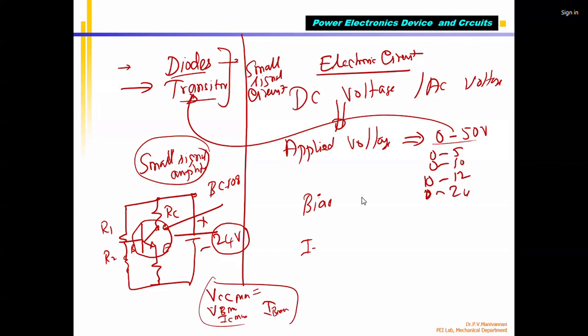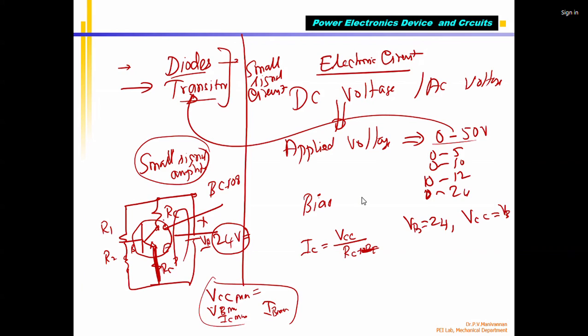What is the IC? IC equals collector current, VCC divided by RC, because current flows through RC plus RE. If RE is 0, you can connect directly, then it will be RC, correct? So already I told you, this is the supply, this is the battery. If VB equals 24 volts, your transistor VCC should be equal to VB only.